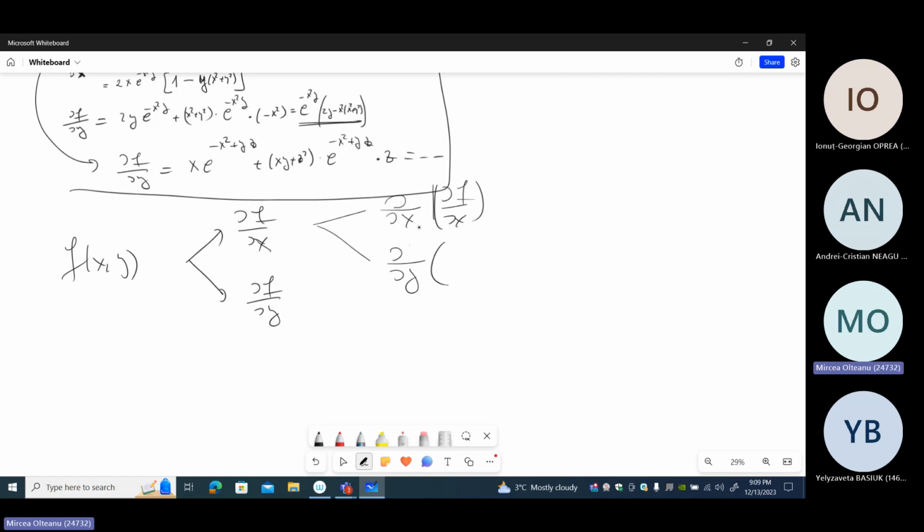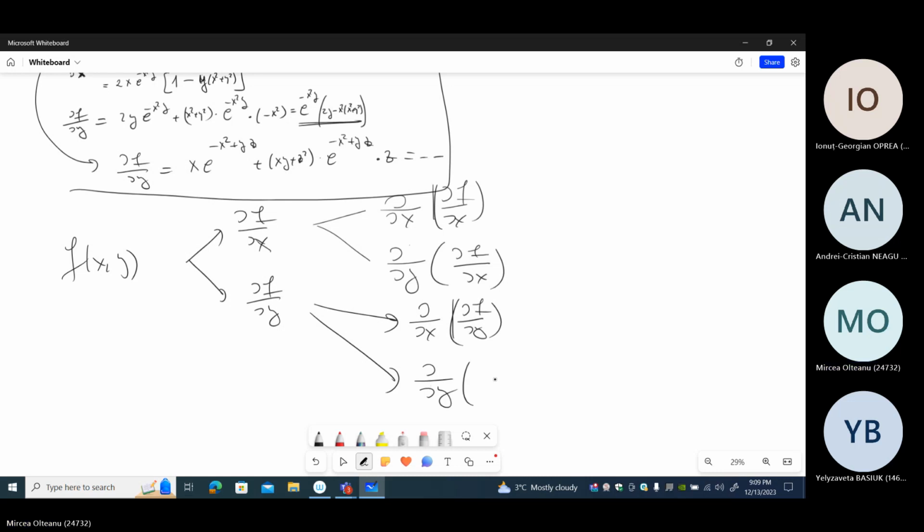Partial over partial x means that what will follow, we must differentiate with respect to x. Same story here, partial over partial y, of partial f over partial x. That means we shall differentiate with respect to y the function partial f over partial x. Similarly, partial f over partial y has a partial derivative with respect to x and a partial derivative with respect to y.